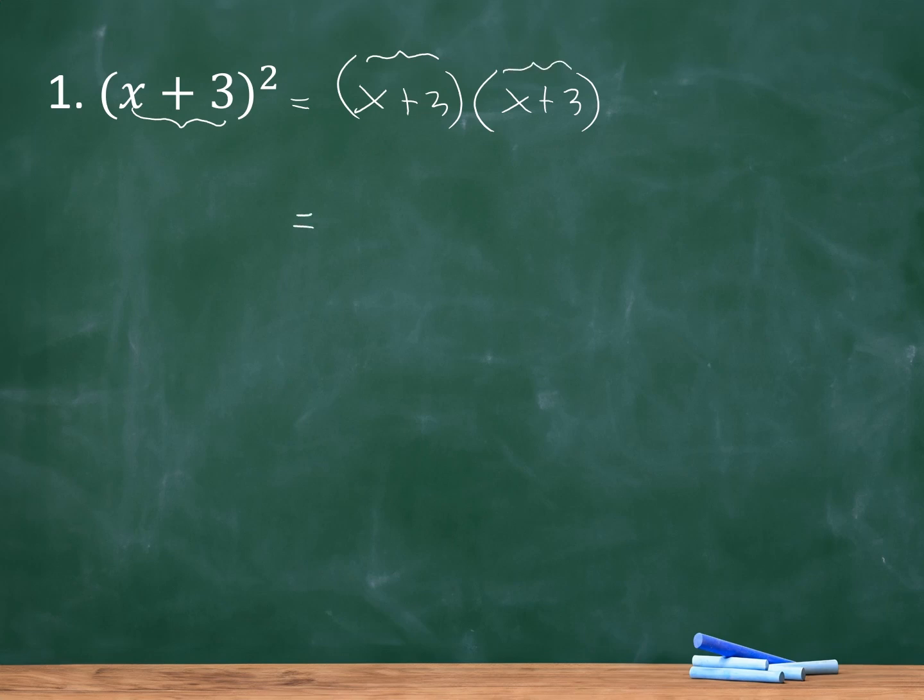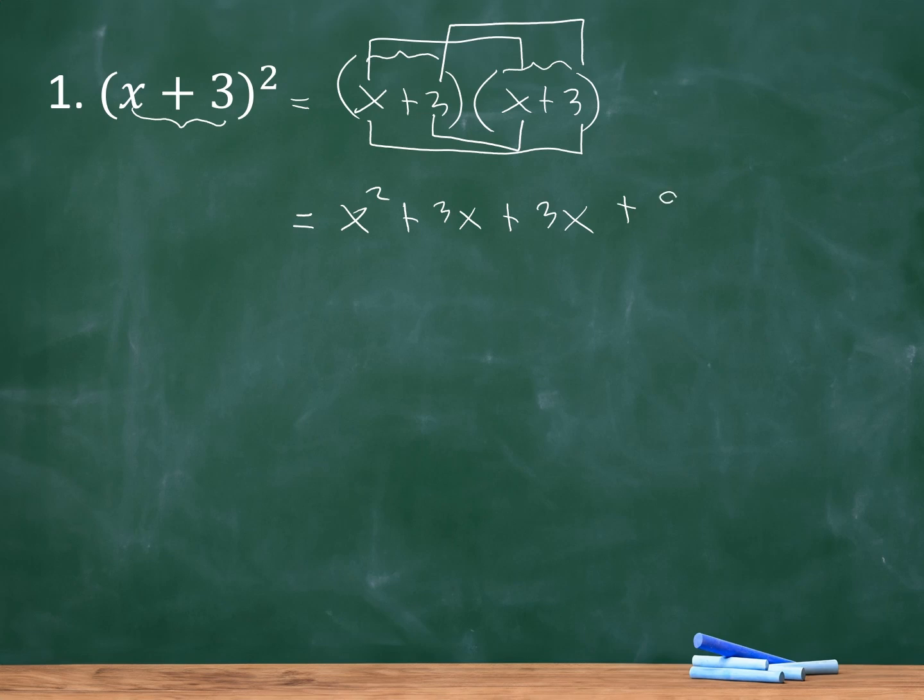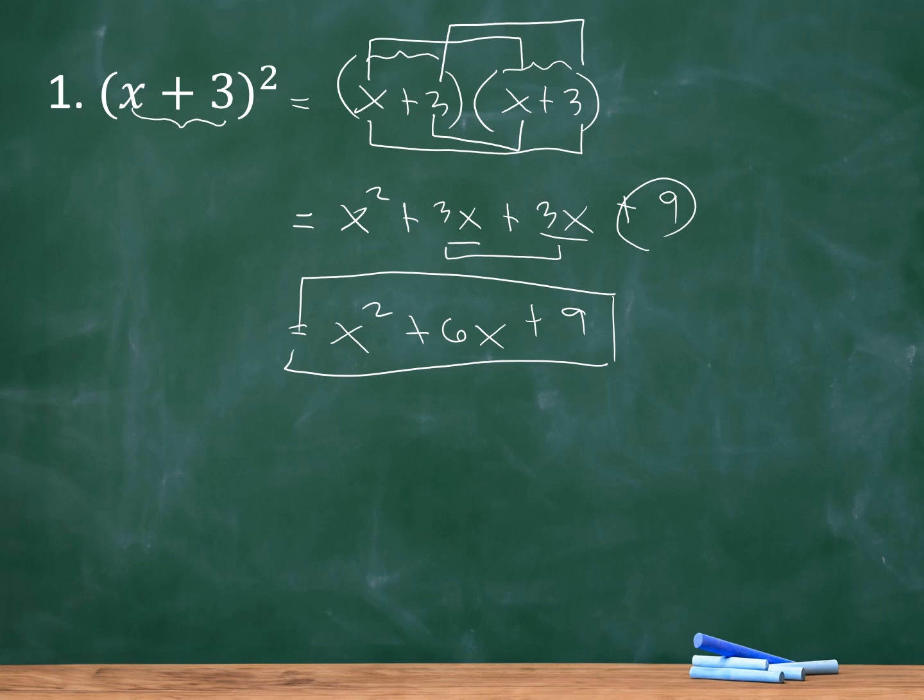So one way of doing this would be using the FOIL method, where we multiply the first terms, x and x would be x squared. We will multiply the outer terms, x times 3 would be positive 3x. We multiply the inner terms, that's 3 times x would be 3x. And then we multiply the last terms, 3 times 3, that's positive 9. And then we combine similar terms. So we have x squared plus 3x plus 3x is 6x plus 9. Now, like I said, this is gonna be a long method. So another way to solve this would be by using the special product pattern.